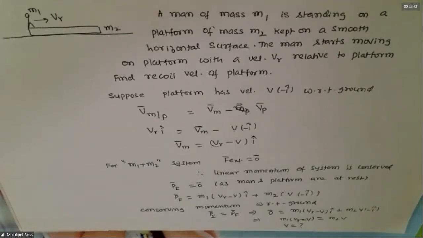Understood this? Yes, sir. Sir, I'm getting V is equal to M1 by M1 plus M2 into VR. Pardon? Sir, M1 VR by M1 plus M2.